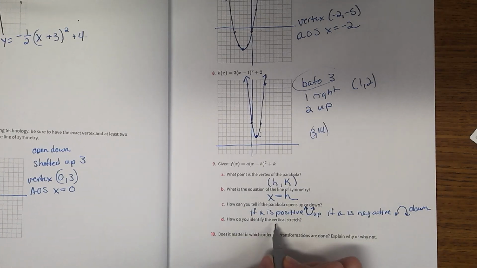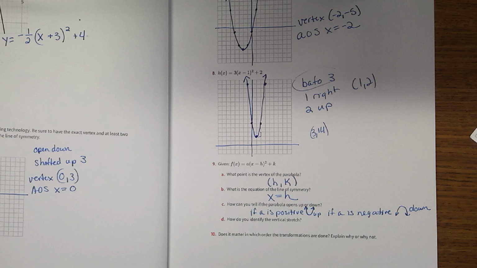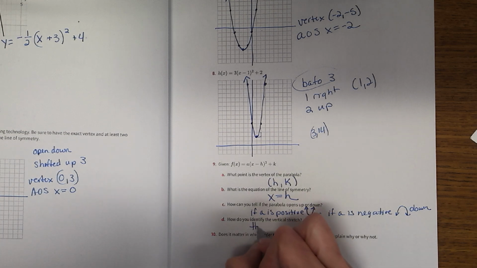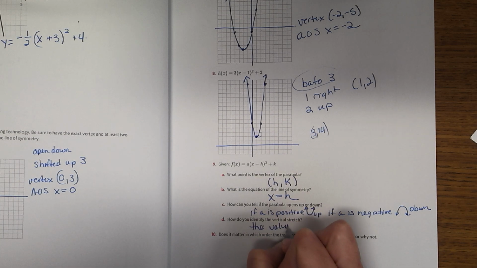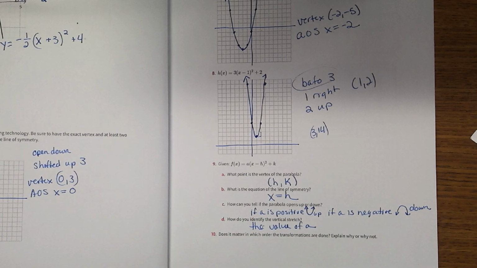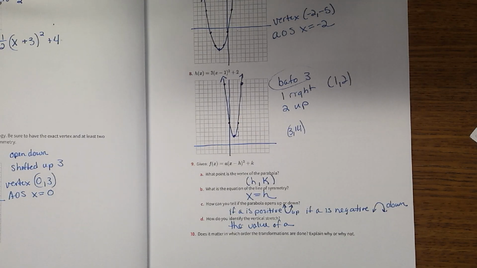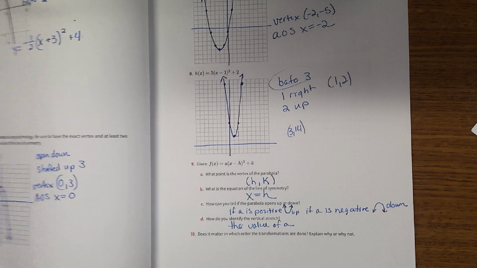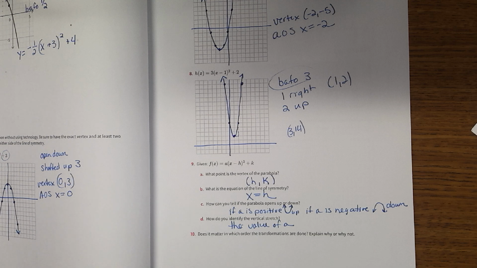Okay, how do you identify the vertical stretch? And so the vertical stretch or compression is going to come from the a value, right? So the value of a. Okay, does it matter which order the transformations are done? I mean, of course it does, right? This is math. We know order matters in these situations. So what do we really want to think about doing?